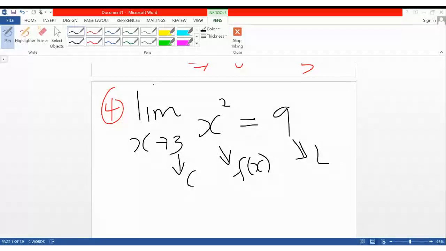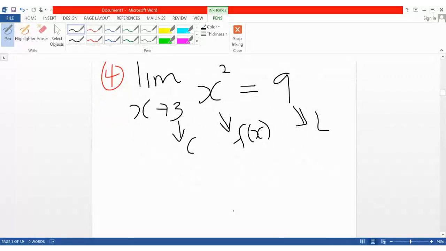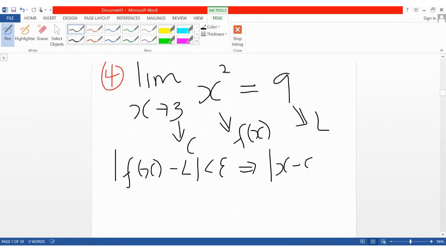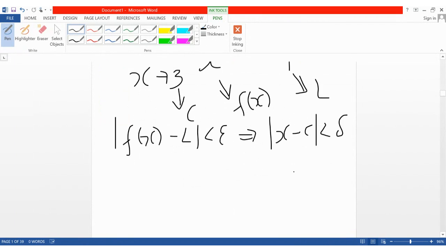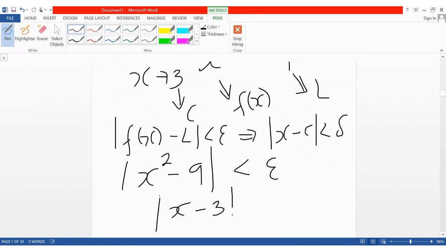Again, I'll not get tired. So the absolute value of f of x minus L is less than epsilon whenever the absolute value of x minus c is less than delta. So I'll have the absolute value of x squared minus 9 is less than epsilon whenever x minus 3 is less than delta. Now check x squared minus 9 and x minus 3. They are not similar. So we must be able to do something.